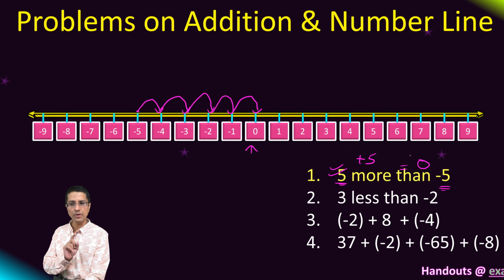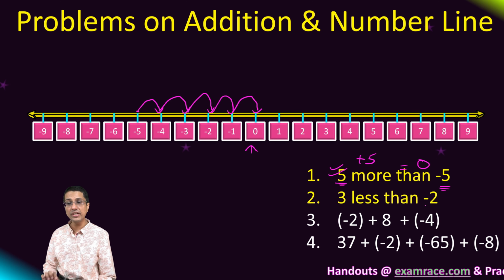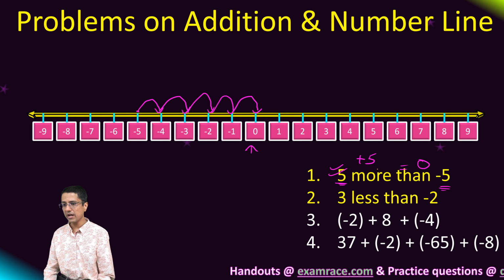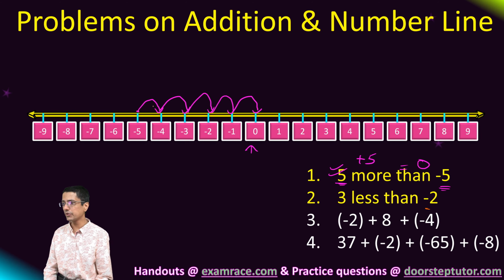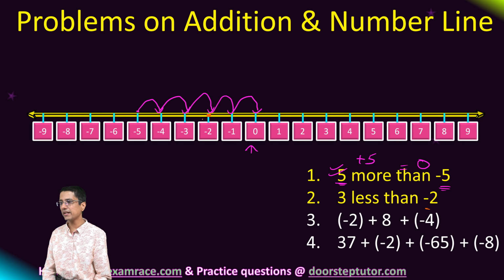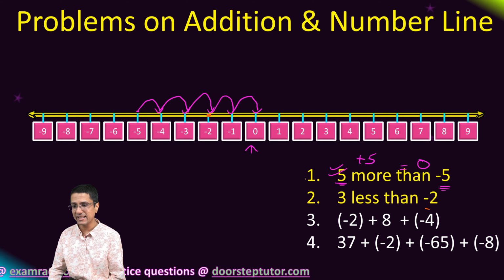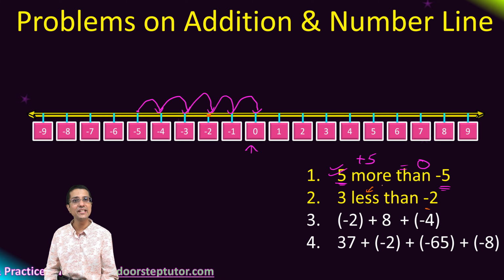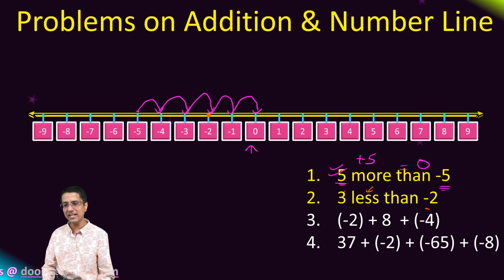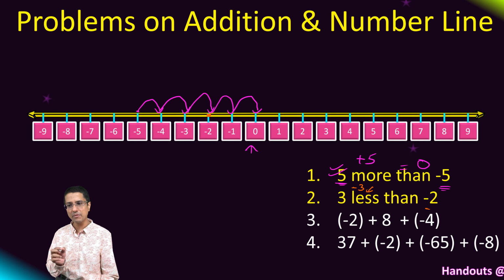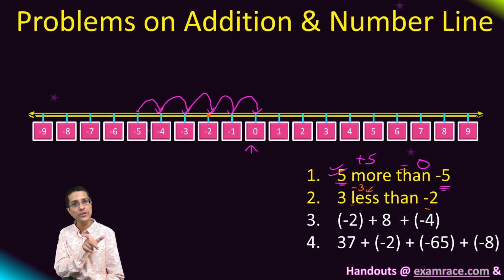In the second problem, we have to do 3 less than minus 2. So now I start with minus 2, so my minus 2 is right here, and I have to do 3 less. Less means left, L in both the cases. 3 less means minus 3, or you can simply remember that less has L and therefore we go left.